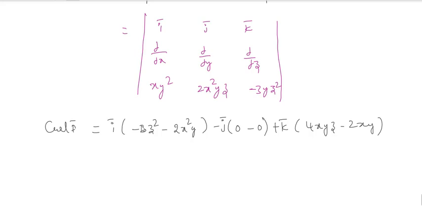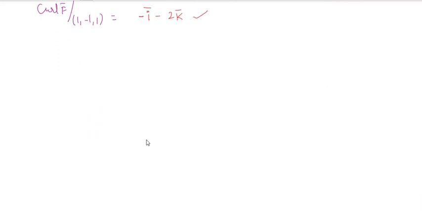But they asked for curl f bar at the point 1 comma minus 1 comma 1. So substitute all these values. I'm just giving the answer directly: curl of f bar is minus i minus 2k bar. This is a known thing, just substitution of the values. That's all, nothing more than that. Clear? So this is how you have to calculate the curl as well as the divergence. Next problem.